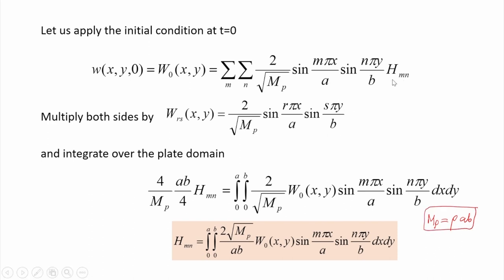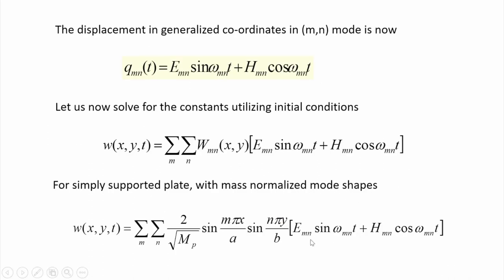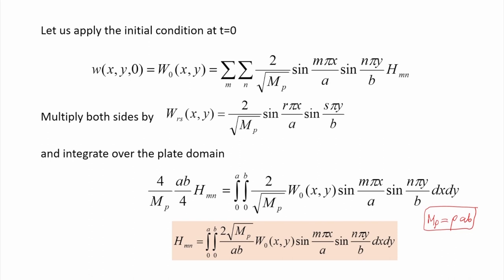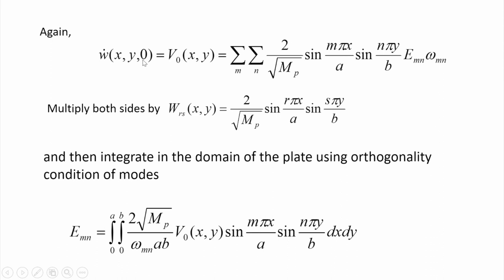Then another constant still remains, so that can be evaluated if we know another condition. When you put t equal to 0 in this expression, this term vanishes because sin 0 is 0, so only hmn is important. Now taking the derivative of this mode shape, and the response of the plate at xy 0, and putting t equal to 0, we get the initial velocity. Say it is given as v naught xy, because t no longer appears in the equation, as we have substituted t as a constant value, and the constant value is taken here as 0. So it is equal to double sum mn 2 by root mp sin m pi x by a sin n pi y by b emn omega mn, which comes due to differentiation of the sine function sin omega n t, and emn is a constant associated with this sine function.